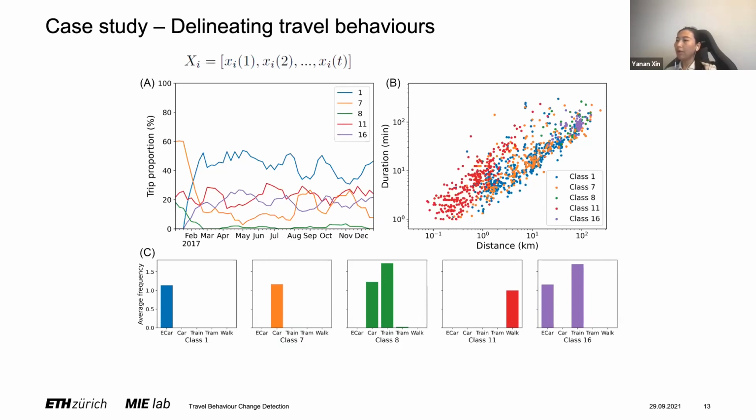Plot B visualizes the separations of the travel behavior dimensions in a distance duration scatter plot. The trip class colored in purple, class 16, is mostly observed in long distance and duration trips. This trip class is mainly composed of ecar and train mode.